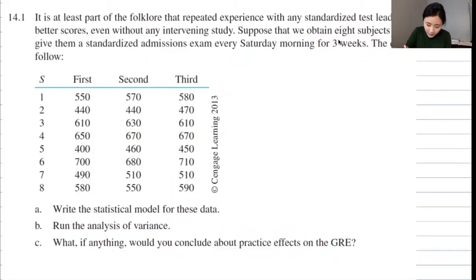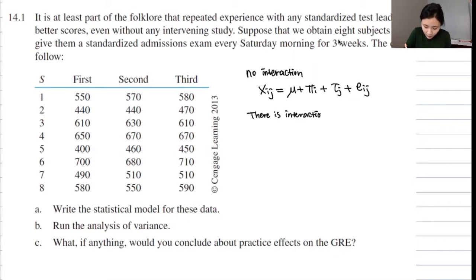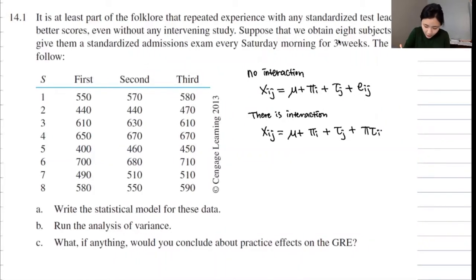If we assume that there's no interaction, we can write the statistical model as Xij is mu plus pi i plus tau j plus eij. If we assume that there's interaction, we can write Xij is mu plus pi i plus tau j plus pi tau ij plus eij.